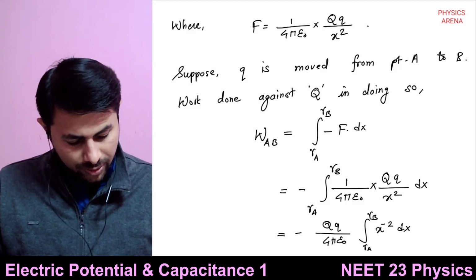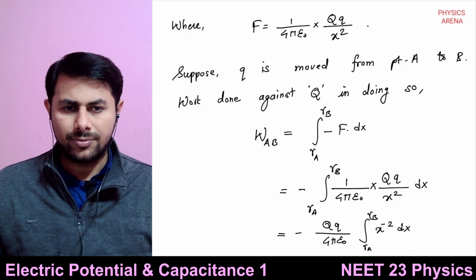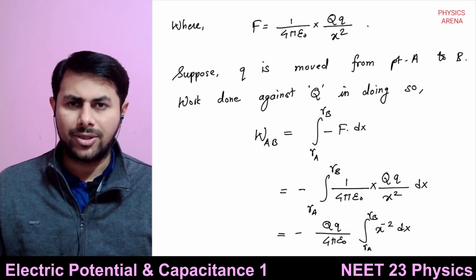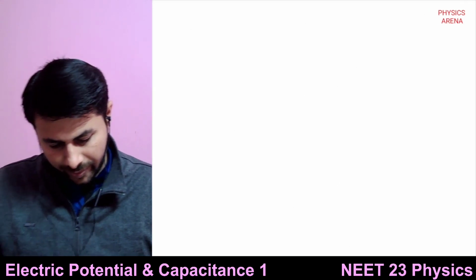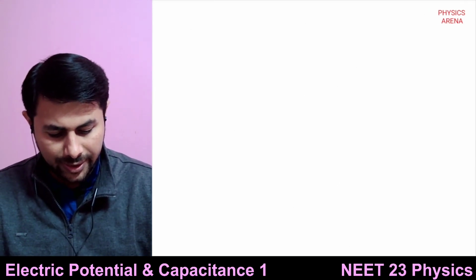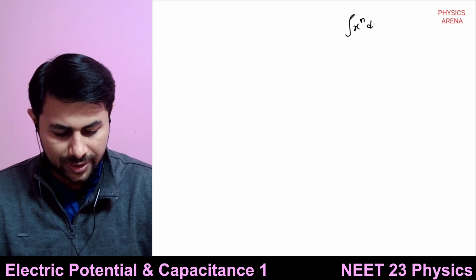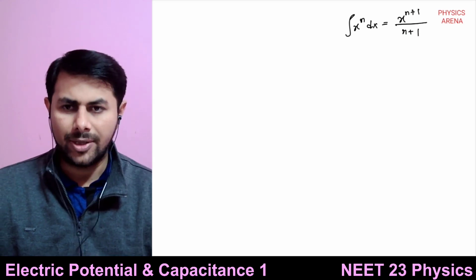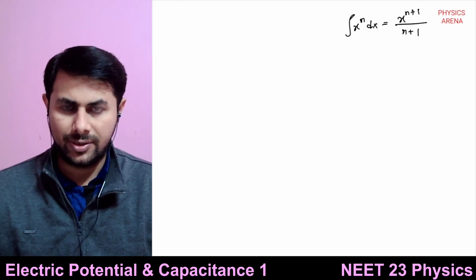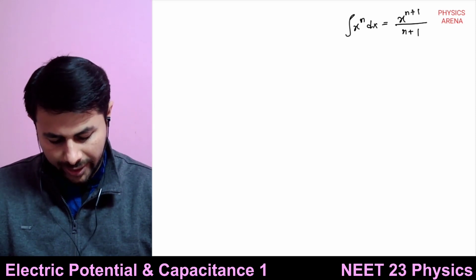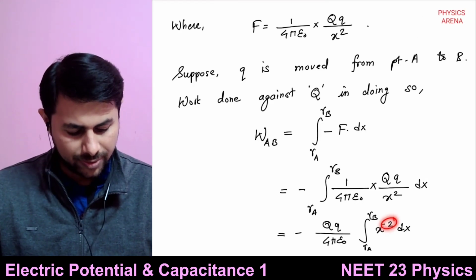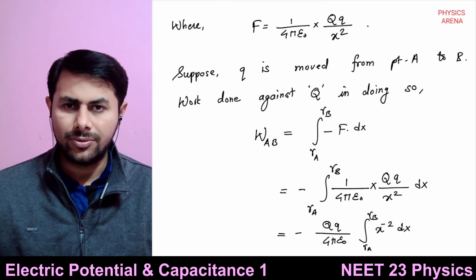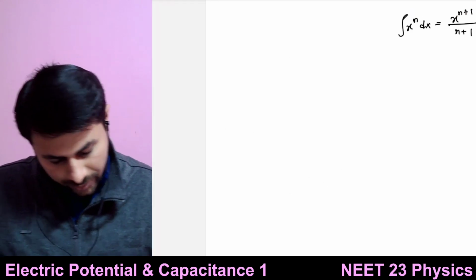Okay, so what will be its integral? Its integral is x raised to minus 2 plus 1 divided by minus 2 plus 1. We know the integral of x raised to n dx is x raised to n plus 1 divided by n plus 1, with proper limits, right? So we have n equals minus 2. So it is x raised to minus 2 plus 1 divided by minus 2 plus 1. So what do we get?